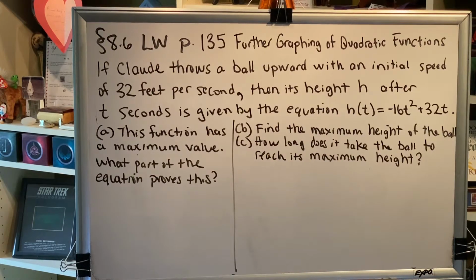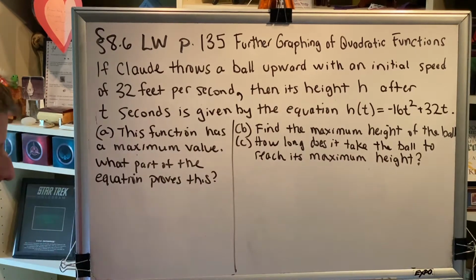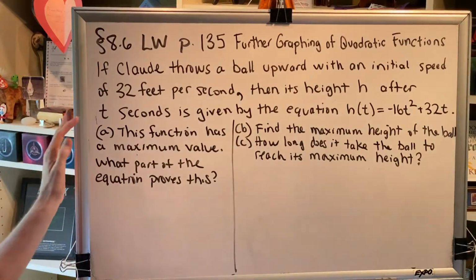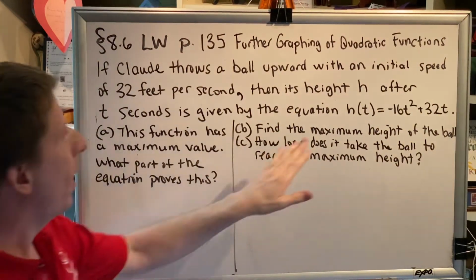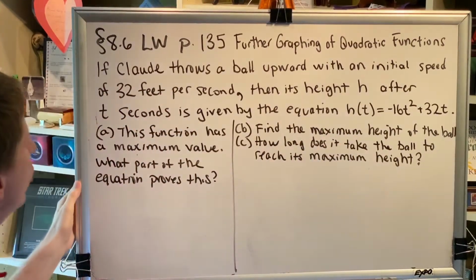We finished learning workbook page 135 with this problem. If Claude throws a ball upward with an initial speed of 32 feet per second, then its height h after t seconds is given by the equation h of t equals negative 16t squared plus 32t.